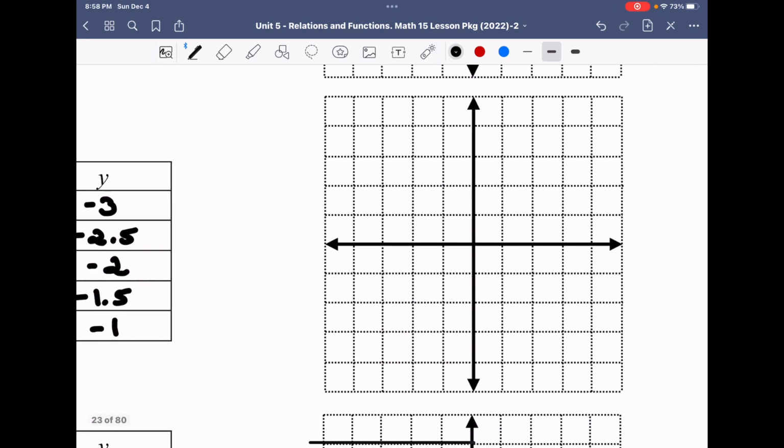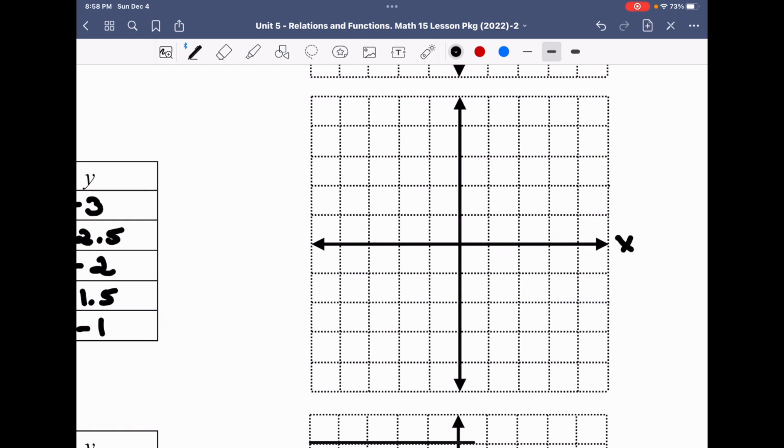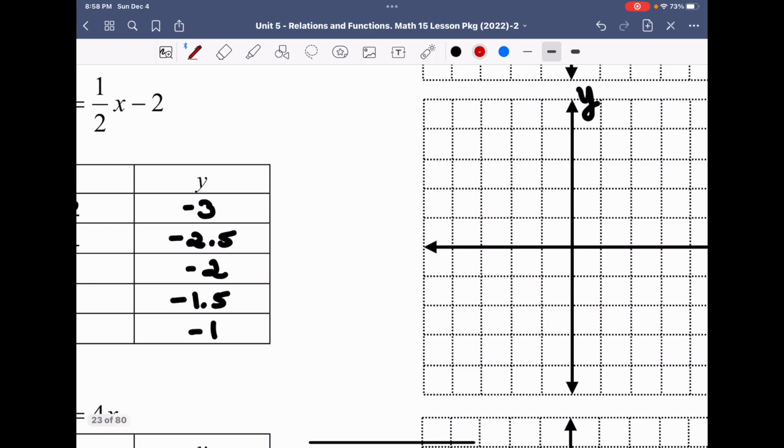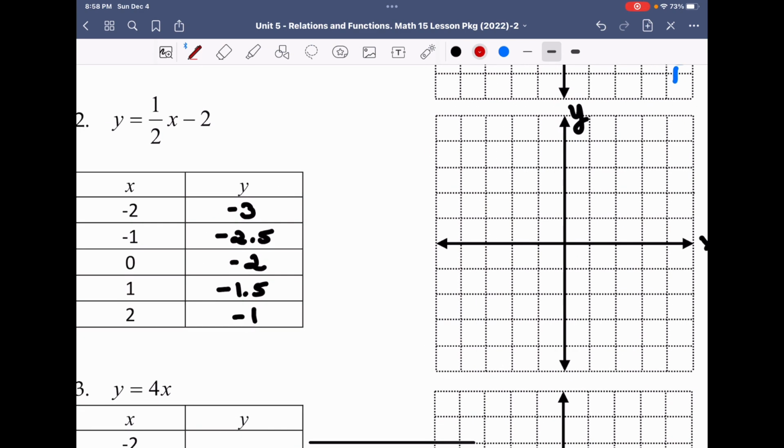Now, on our graph again, I'm going to label my x and y axes, and now we're going to plot these points. So if I plot the points here, I have -2 and -3, which puts me here. I have -1 and -2.5, which puts me here. 0 and -2, which puts me here.